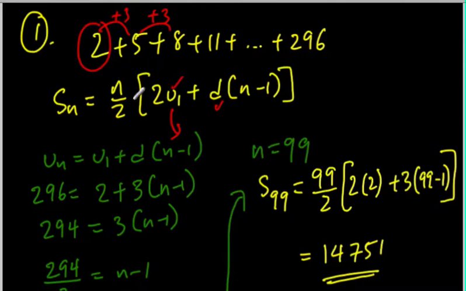The key thing here is that when you're trying to find the sum and you don't know one of the variables, so we know u1 and d, but we didn't know n, the number of terms, go back to the sequence equation. Figure out the variable that you need to find, and then plug it back into the series equation right here. All right, so let's go over the next one.